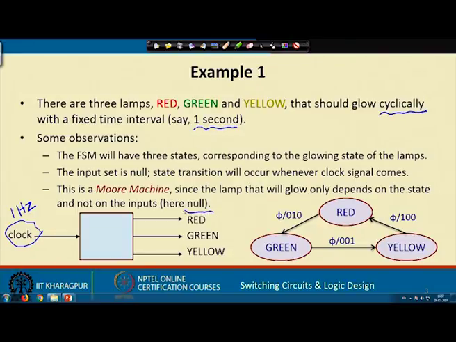And the other thing we are assuming is that there are 3 outputs: red, green, yellow. Let us assume in this order. So, when you are in the red state, this line will be 1, this will be 0, this will be 0, which means red is glowing. If you want to glow green, this will be 1, this will be 0, this will be 0. And if you want to glow yellow, this will be 1, this is 0, this is 0.